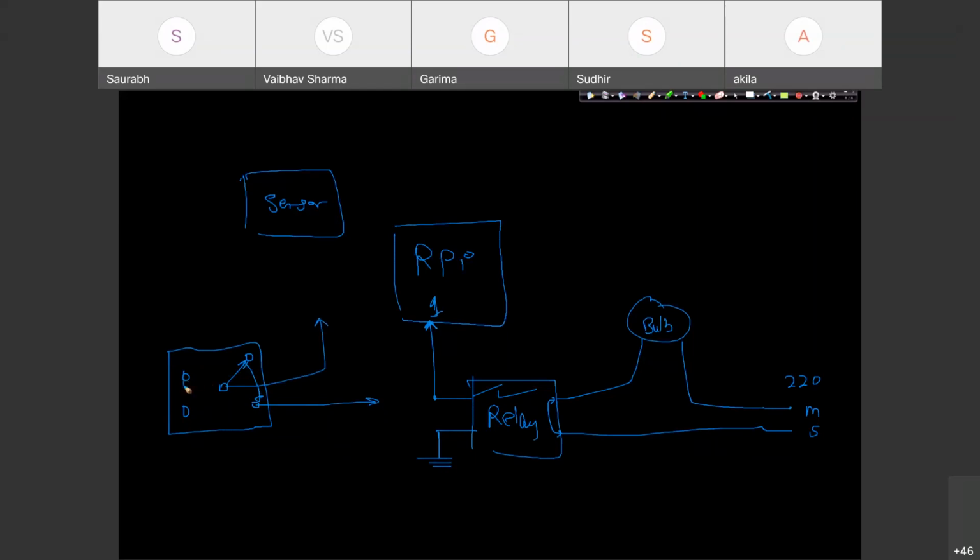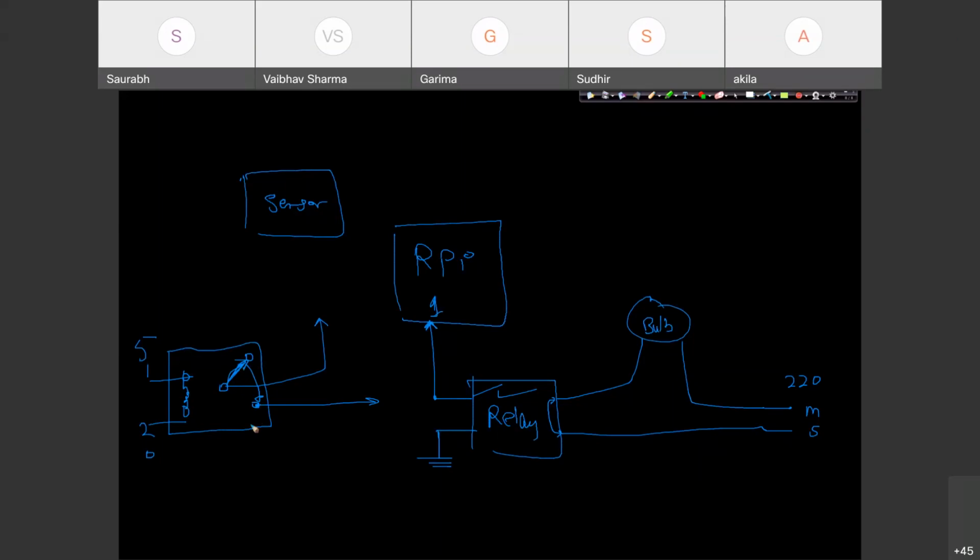And when will it be switching? There is a coil in between pin number 1 and pin number 2, right? Pin number 1, pin number 2. So if I give 5 volt to pin number 1, and 0 volt to pin number 2, what will happen? There'll be a coil here. This coil will be energized, and this knob will be switching towards this third pin.